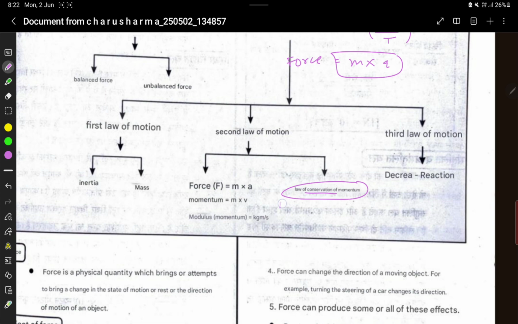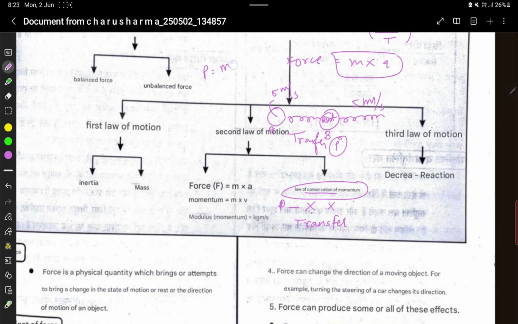It says that momentum can neither be created nor be destroyed, but it can only transfer from one object to another. We have seen the example: this is a ball B which is at rest right now, and this is ball A coming with a speed of 5 meters per second. The moment ball A hits ball B, ball B will also start moving with the same velocity. So we have transferred the momentum.